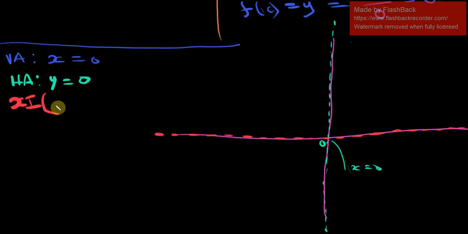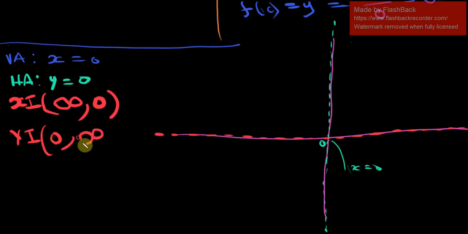X-intercept. The x-intercept was found: when y is 0, the graph will intersect the horizontal axis at infinity. At infinity. That's when y is 0. And for the y-intercept, well, same story. When x is 0, the graph will only intersect the y-axis at positive infinity.